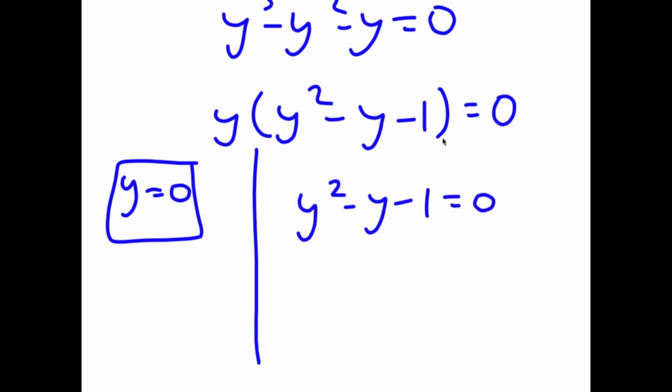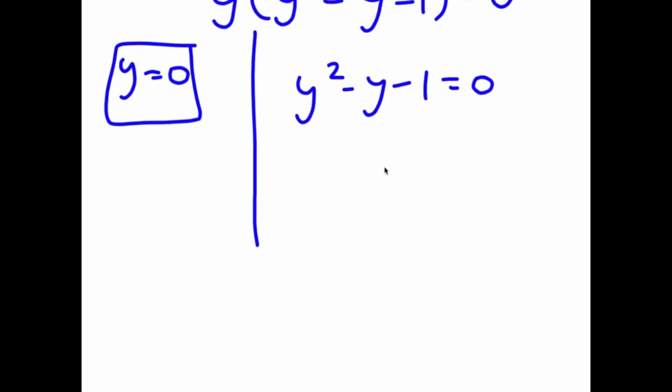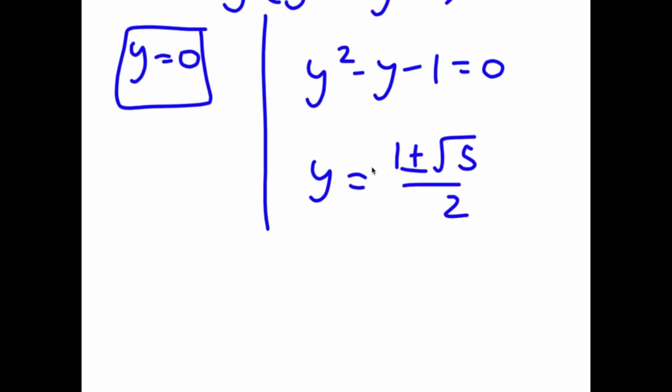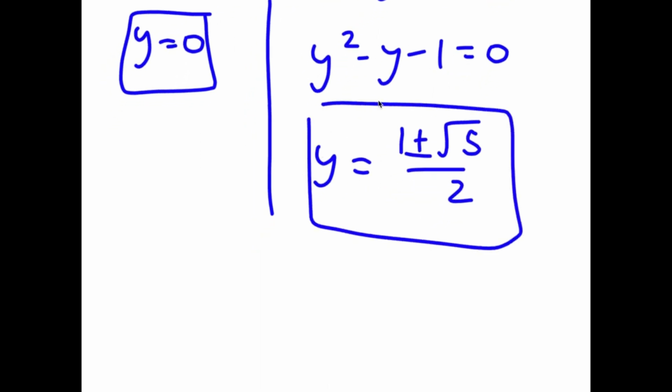To solve this, I would have to use the quadratic formula, and I'm not going to waste your guys' time by doing all of that, but if I solve this, I should get that y is equal to 1 plus or minus the square root of 5 over 2. So these are two more solutions of y.